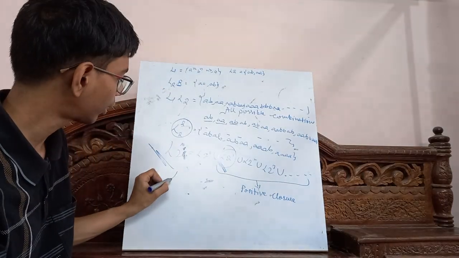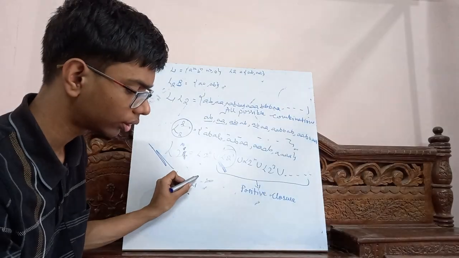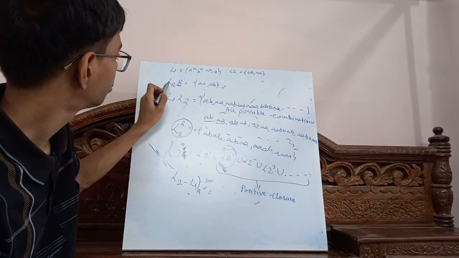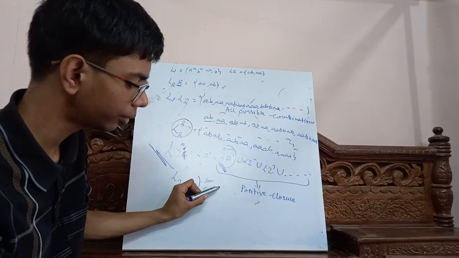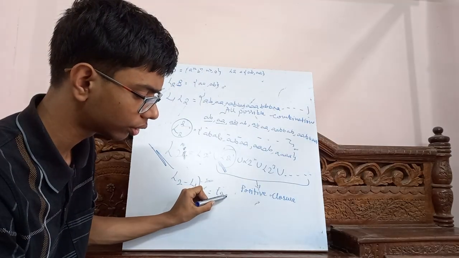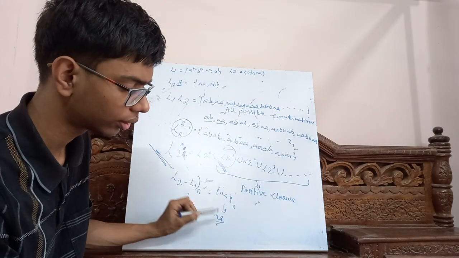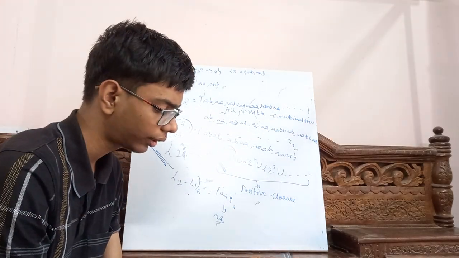So I have a question: find the reverse of L2 minus L1. L2 minus L1 will give me aa. Reverse of aa will give me aa again.